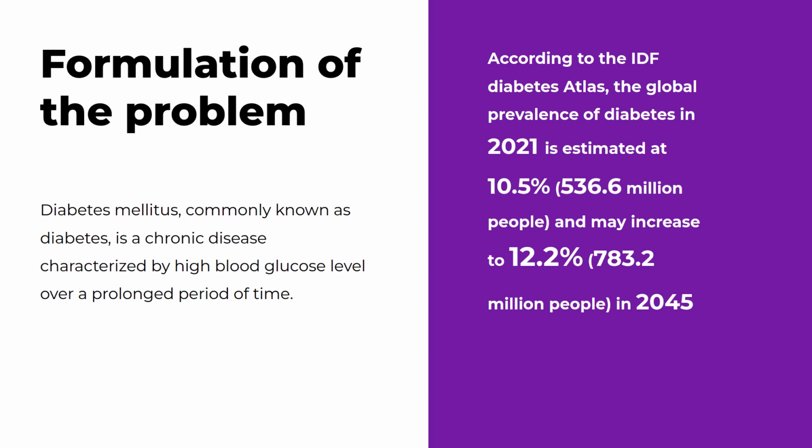with this disease. According to the IDF Diabetes Atlas, the global prevalence of diabetes in 2021 is estimated at 10.5%, 536.6 million people, and may increase to 12.2%, 783.2 million people in 2045.